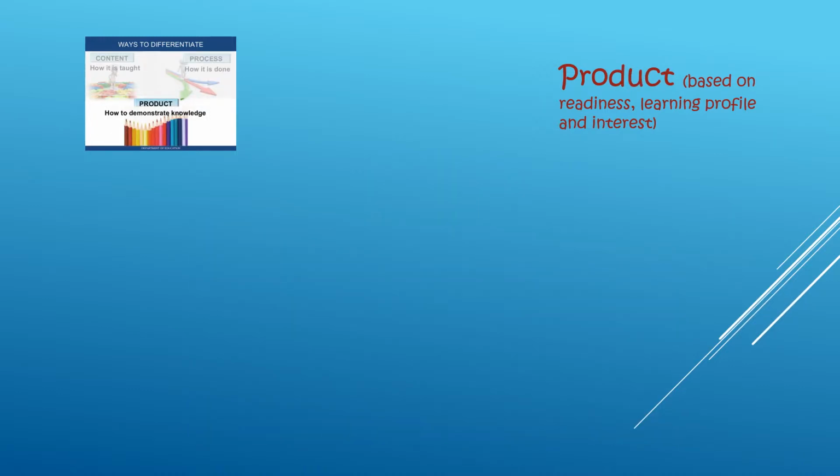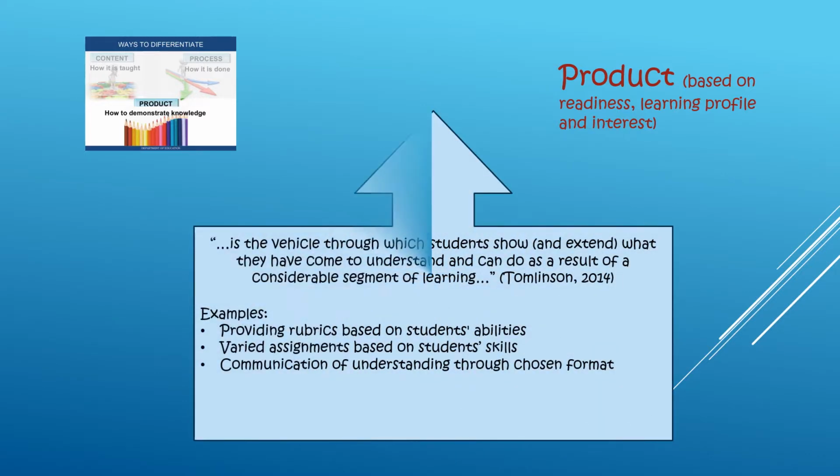Finally, we come to product, based on readiness, learning profile, and interest. According to Tomlinson, product is the vehicle through which students show and extend what they have come to understand and can do as a result of a considerable segment of learning. This can be done through a rubric for students with varying abilities, or varied assignments based on student skill level, and finally through communications based on the chosen format.